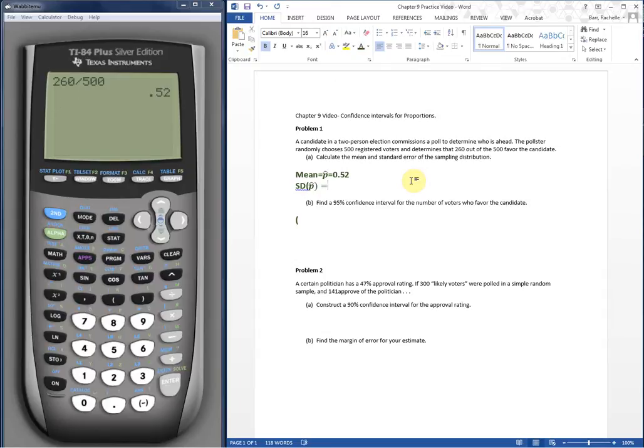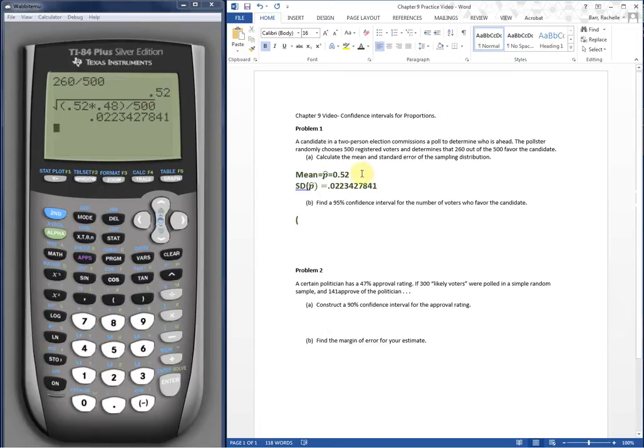So next I need to calculate the standard deviation. To do that I need the square root of, and I'm going to use parentheses here for the numerator and not put in the fractions, I'm just going to use the decimals in this case. So I need P times Q, which is 1 minus P, which is 0.48. Close my parentheses, and then divide by 500 and hit enter. Okay, there is my estimate for the standard deviation of the sampling distribution.